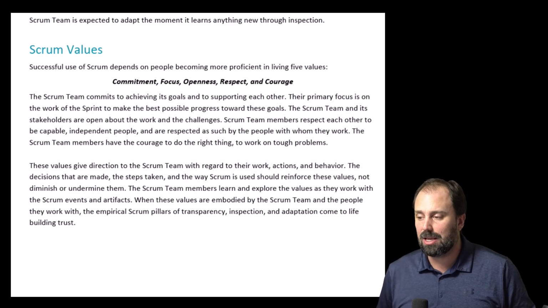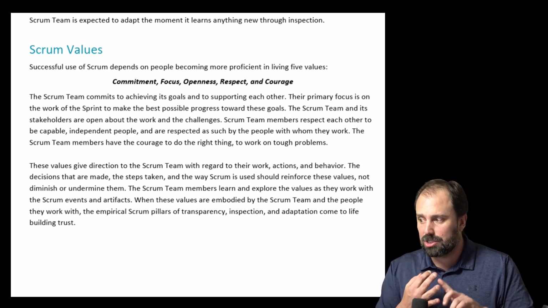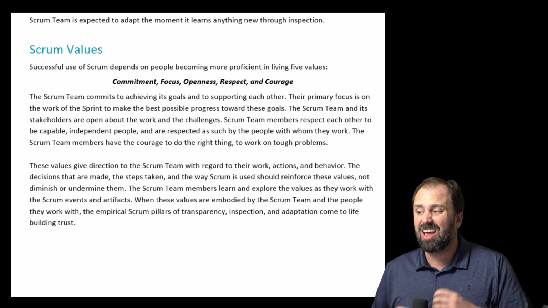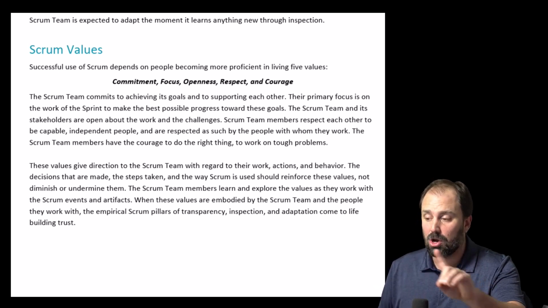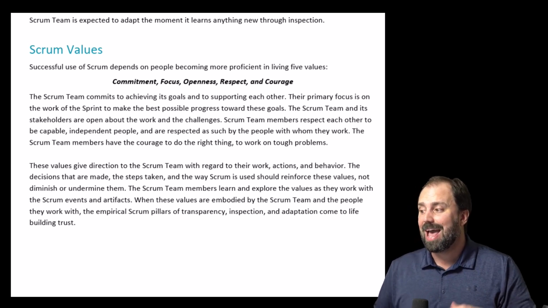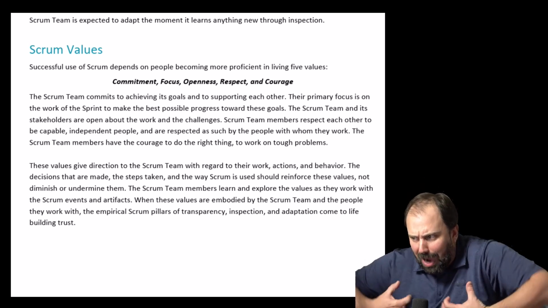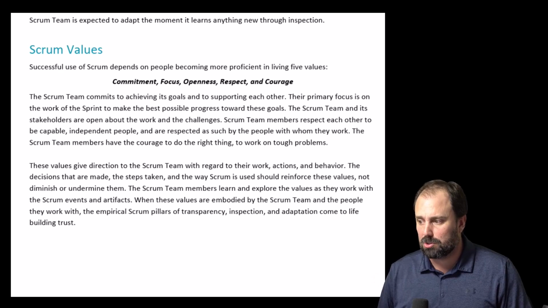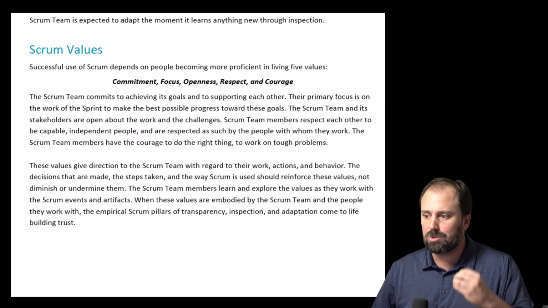These values give direction to the Scrum team with regard to their work, actions, and behavior. The decisions that are made, the steps taken, and the way Scrum is used should reinforce these values, not diminish or undermine them. The Scrum team members learn and explore the values as they work with the Scrum events and artifacts. When these values are embodied by the Scrum team and the people they work with, the empirical Scrum principles of transparency, inspection, and adaptation come to life, building trust.